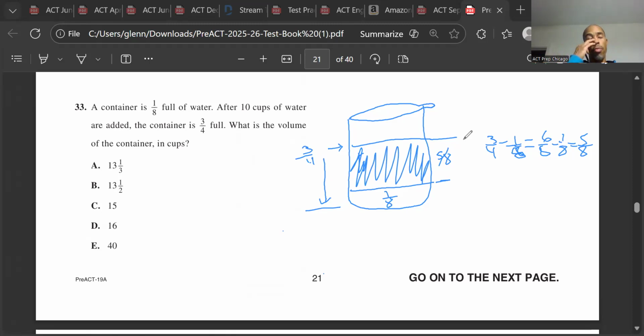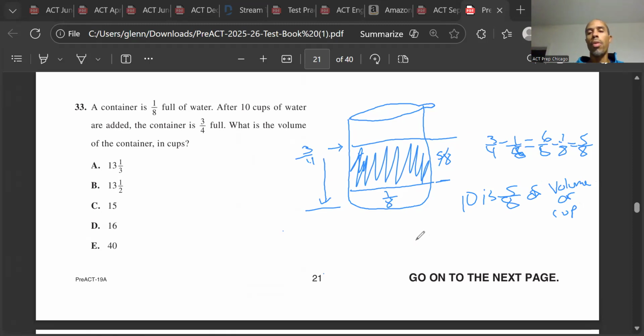This water also represented 10 cups. That's what you poured in. So basically the sentence becomes what? 10 cups is 5/8 of the whole or the full amount of the cup, right? Do you see that? So 10 is 5/8 of the volume of the cup.